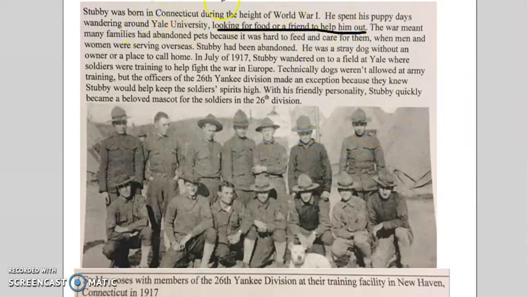He's just wandering around. The war meant many families had abandoned pets because it was hard to feed and care for them when men and women were serving overseas. Stubby had been abandoned. Aw, so he's just all alone. He was a stray dog without an owner or a place to call home. Alright, so he's a stray dog. He doesn't have a home. He's looking for a place to call home.